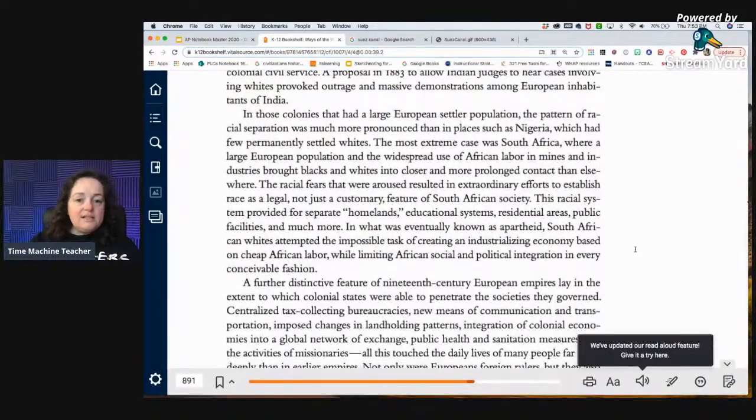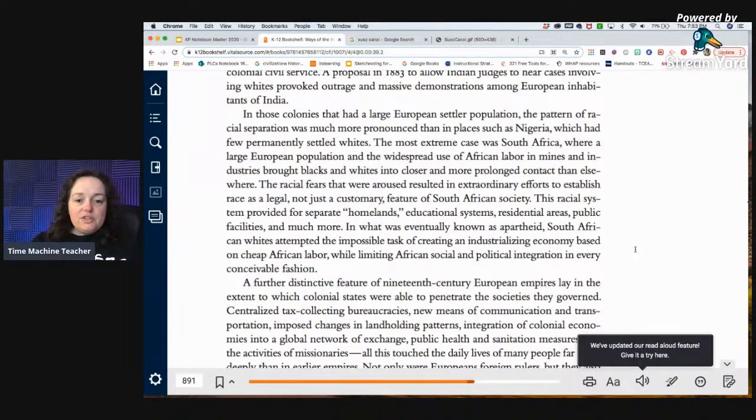In those colonies that had a large European settler population, the pattern of racial separation was much more pronounced than in places such as Nigeria, which had few permanently settled whites. The most extreme case was South Africa, where a large European population and widespread use of African labor in mines and industries brought blacks and whites into closer and more prolonged contact than elsewhere.